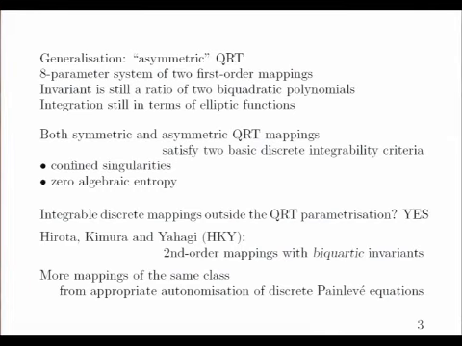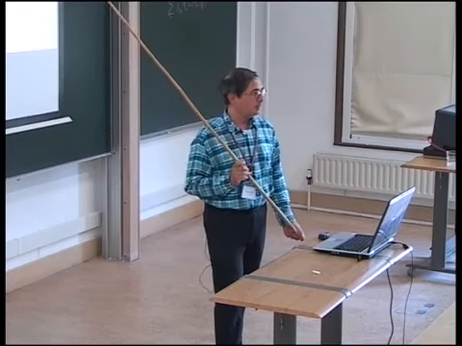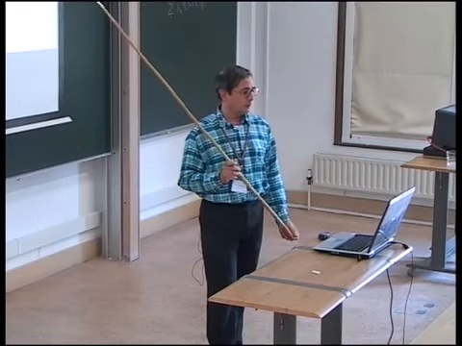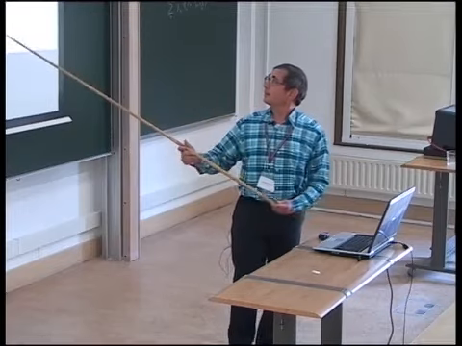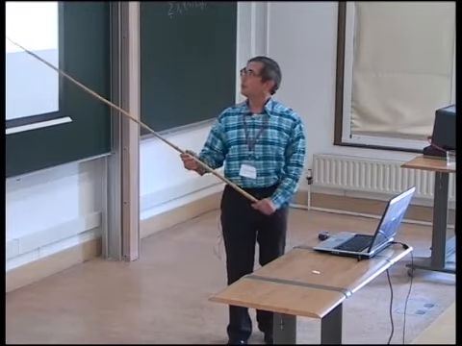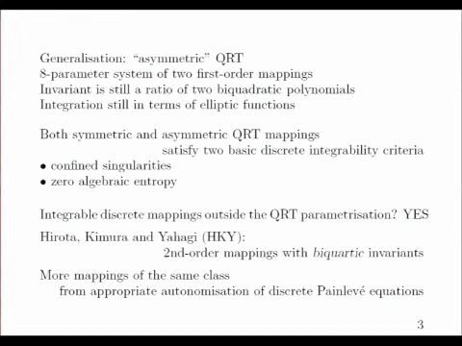The point is, for a long time, we were so used to working only with these QRT systems that we even wondered whether there were any interesting discrete systems which were not within this parameterization. And in fact, some years ago, Hirota, Kimura, and Yahagi found second-order mappings where the invariants were not a ratio of quadratic polynomials, but of quartic polynomials.